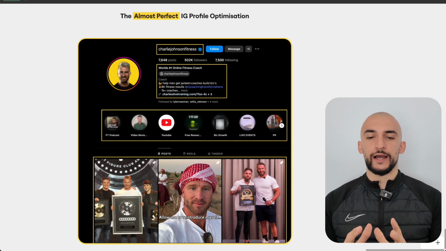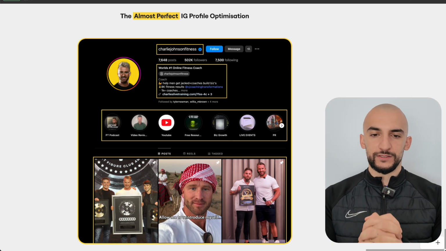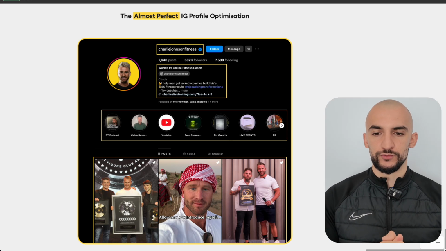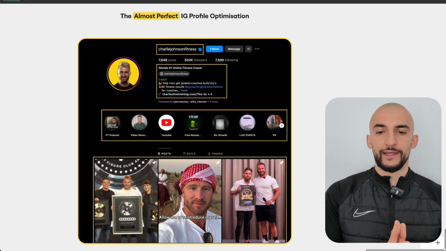I can kind of teach you now how we can start to structure your Instagram profile to maximize as much juice out of the orange as possible, right? Get as much revenue from the followers that you're going to be getting to your Instagram page.